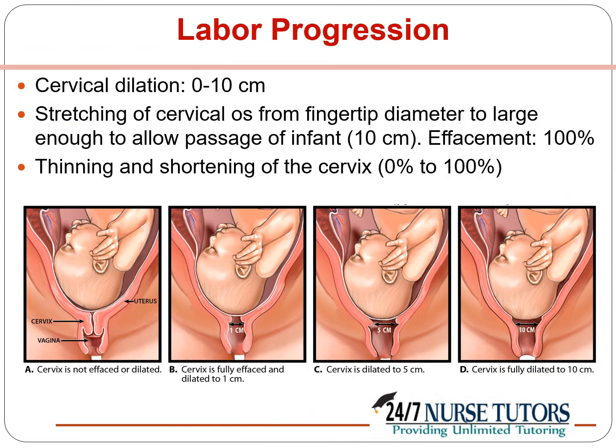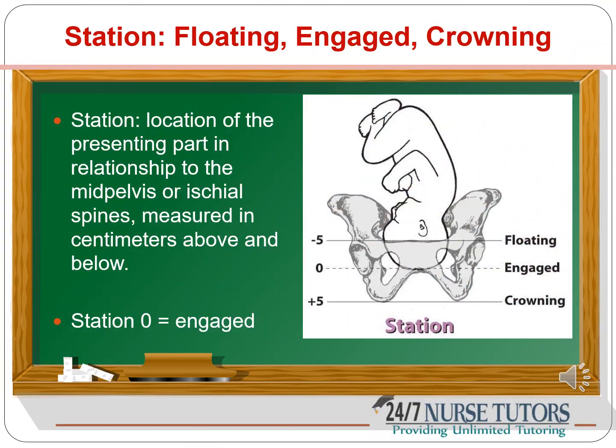Let's discuss labor progression. Cervical dilation is from 0 to 10 centimeters. When mom is in labor for the baby to be delivered, she must be 10 centimeters dilated and 100% effaced. Let's discuss station. Station 0 means the baby is engaged. Anytime we have a rupture of the membranes, or ROM, with negative station, we are worried about a prolapsed cord. Positive means baby is coming out. We always want positive.